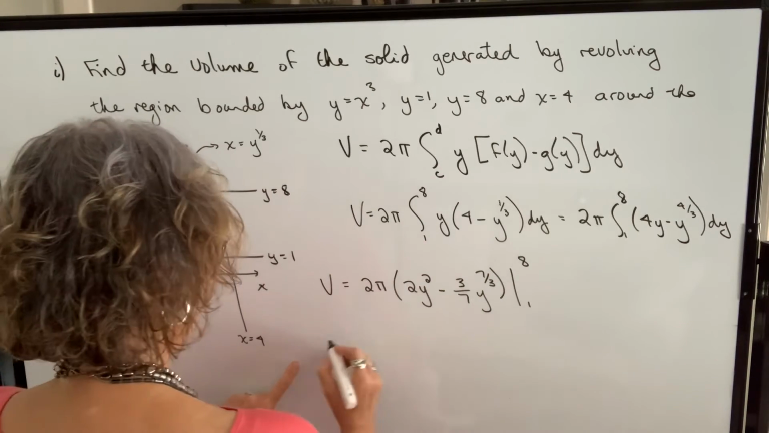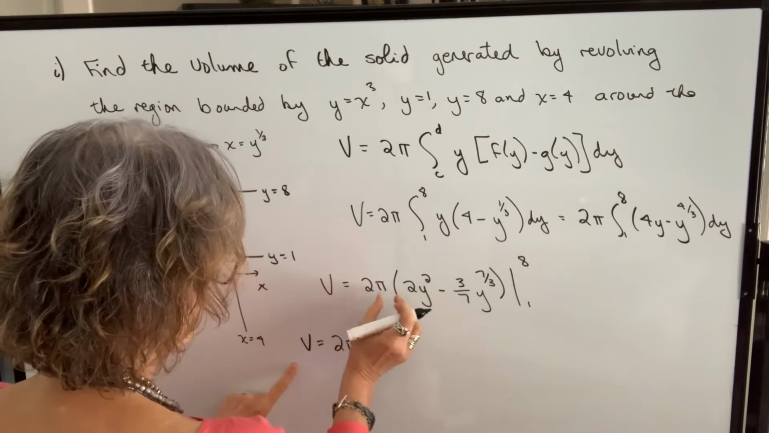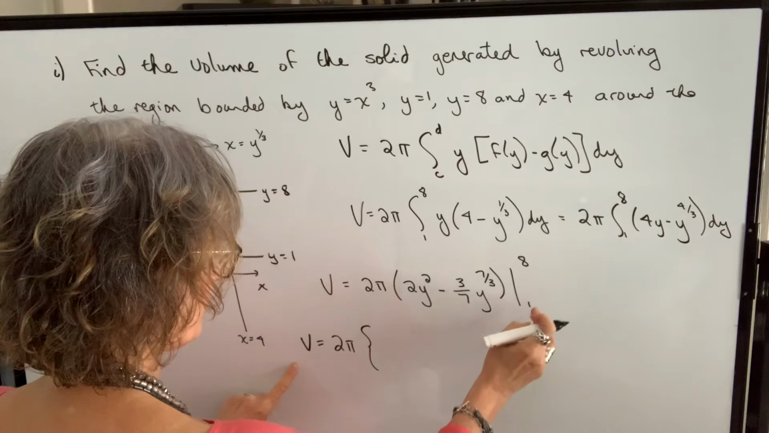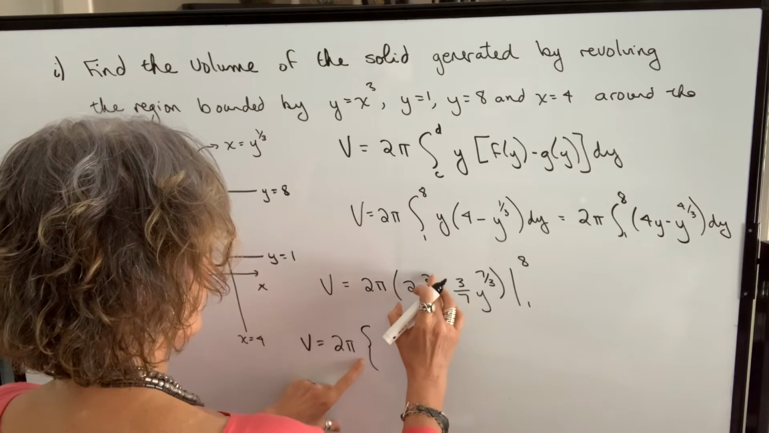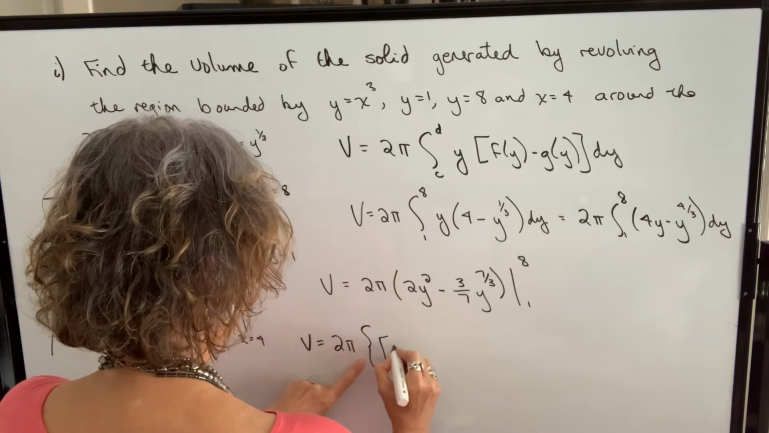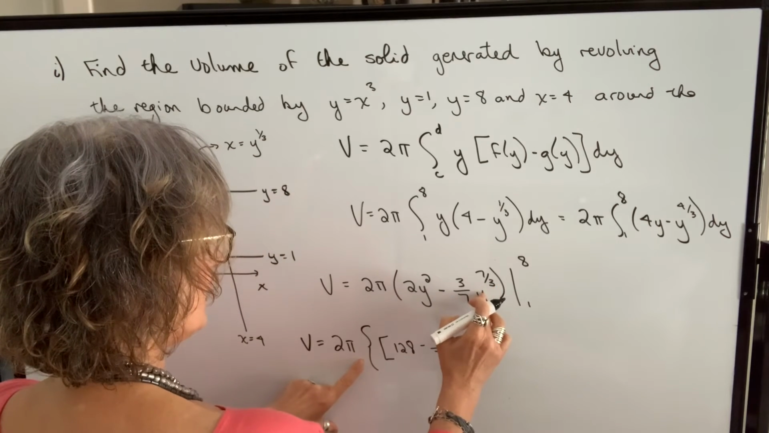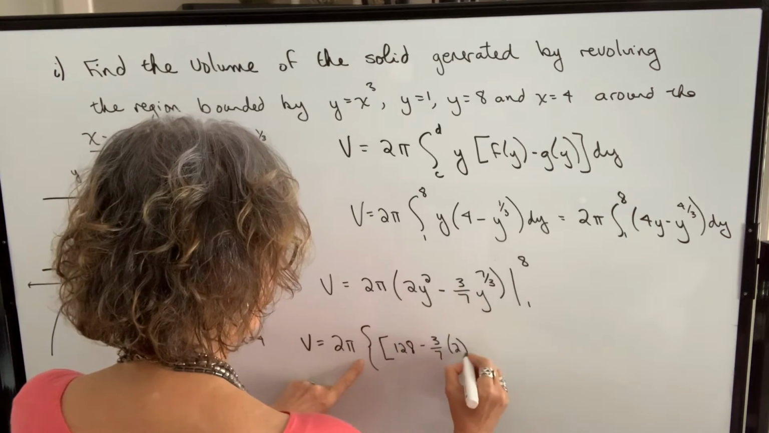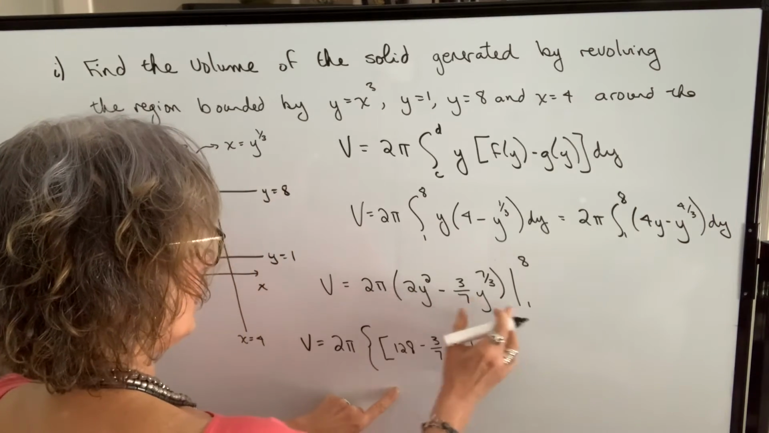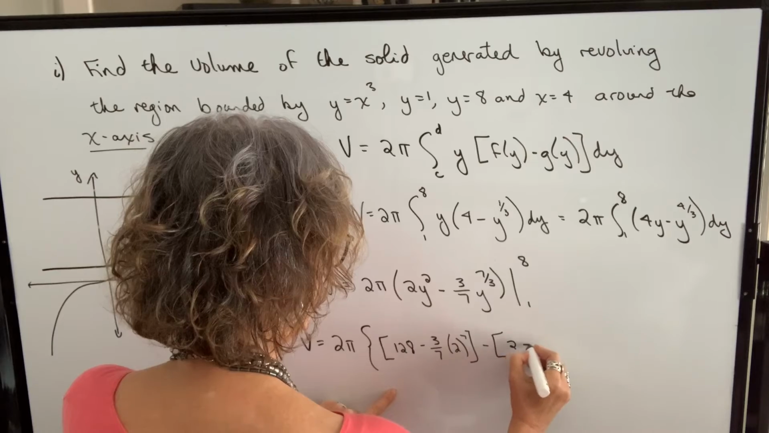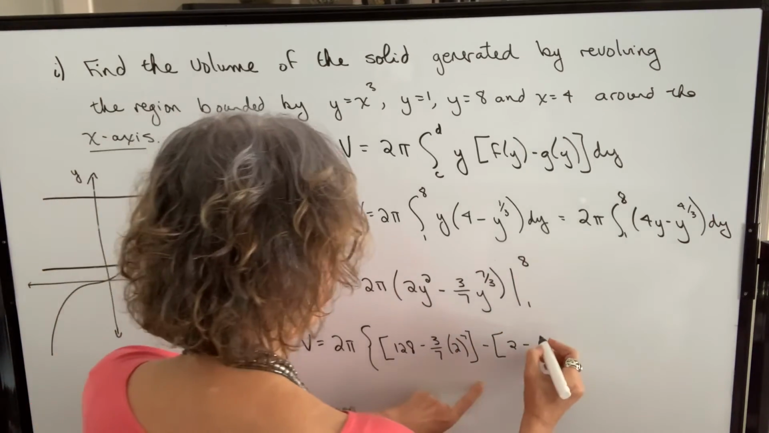When I evaluate this, I'm going to pull the 2 pi right out because it's going to be a factor of both values when I put an 8 in as well as when I put a 1 in. And then I'm going to put an 8 in, so 8 squared is 64 times 2 is 128 minus 3/7 times cubed root of 8 is 2, so 2 to the 7th. Two times 1 squared would be 2 minus 3/7 times 1 to any power is 1, so 3/7.